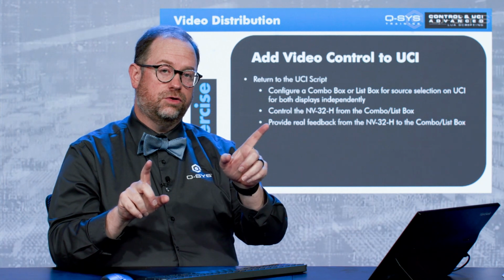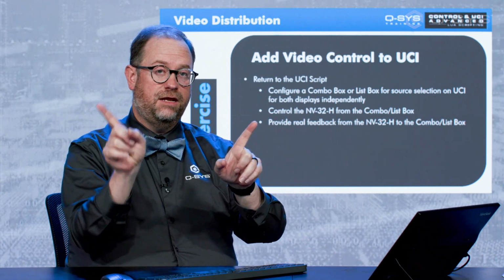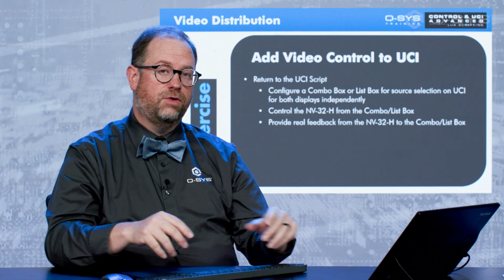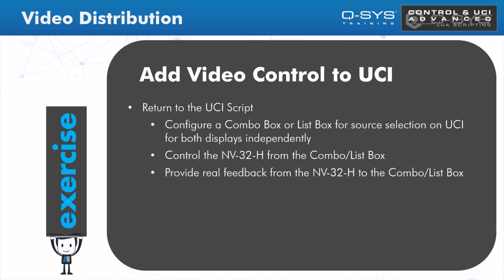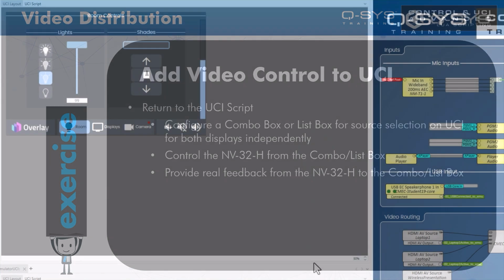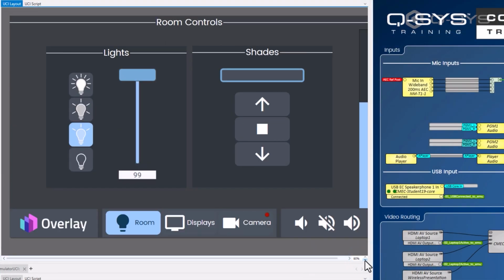One for controlling the video routing for the left display, and one for controlling the video routings of the right display. They're going to control the NV32H, and unlike the lighting that we left only half done, we are going to make this work in both directions. We are going to get real feedback. We are going to start by coming back to the UCI.